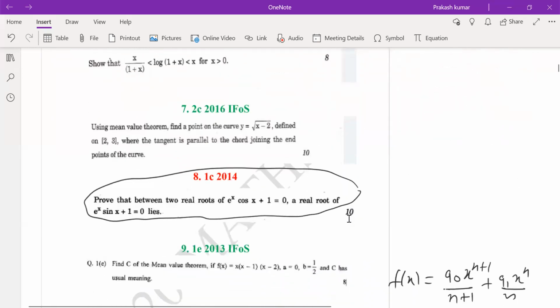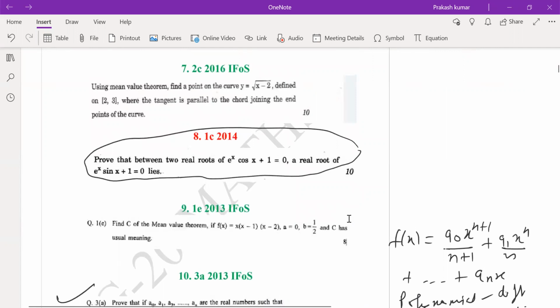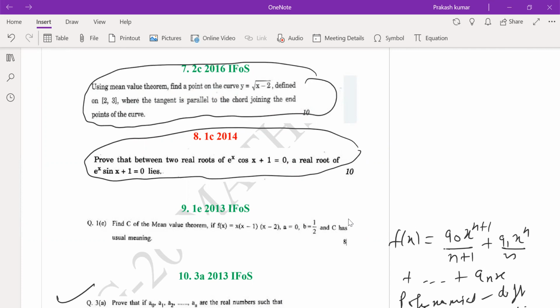Any doubt, any question that you guys have? Can you solve this question for me? This is a very easy question. Direct application of mean value theorem.